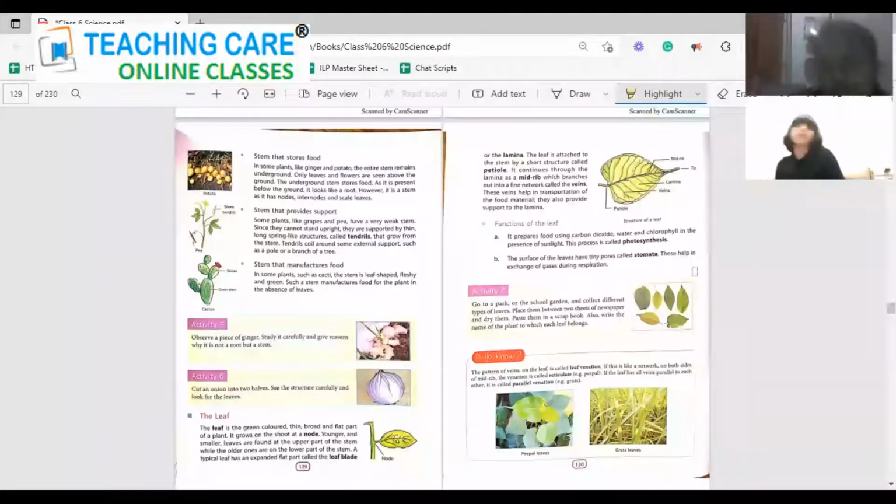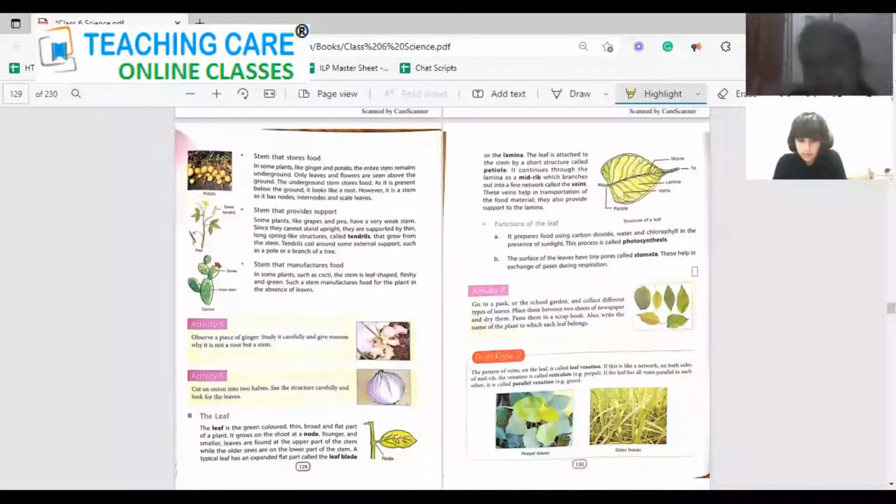What is the function of the midrib? It supports the veins. Now you understood the structure of the leaf. It contains a petiole that attaches the leaf to the stem, and a midrib which supports the veins.